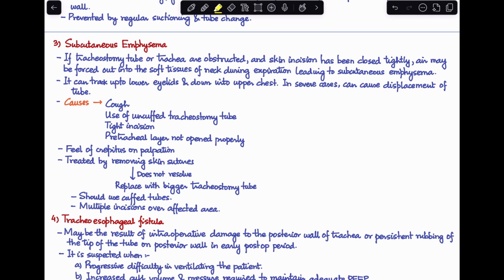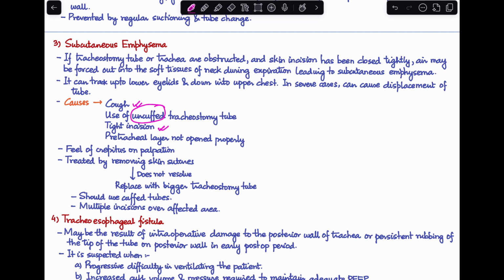So when you examine the patient, you will get a feeling of crepitus when you palpate the surrounding area. Now, what are the primary causes of developing subcutaneous emphysema? It could be because of cough. Second, if we do not use a cuffed tube, if we have used an uncuffed tracheostomy tube. Third, if we have given a very tight skin incision and closed it very tightly. Fourth is if the pretracheal layer has not been opened properly.